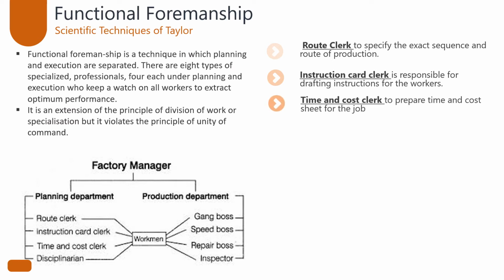Time and cost clerk. Time and cost clerk will prepare the time and cost sheet for the job. That means he will fix the time required to produce a standard unit in a factory, so that the cost can be decided. This is a very important thing to be done because this determines the price of the product produced later on.